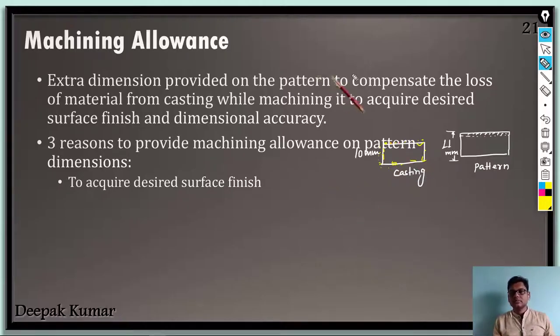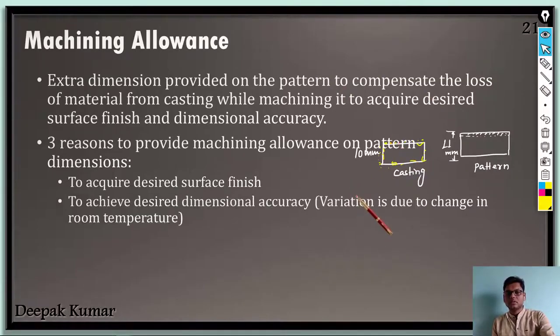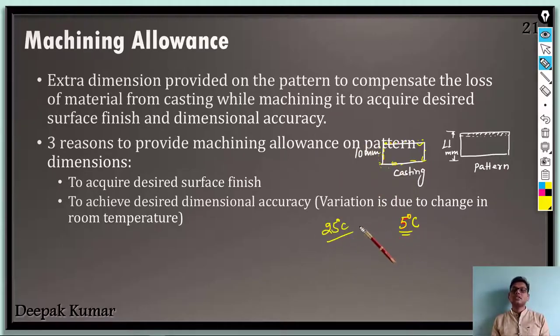The second one is to achieve the desired dimensional accuracy. When you are doing casting, there will be cooling. Right now it is a cold season, so the temperature in the room may be 5 degrees Celsius. But you have designed the pattern based on a room temperature of 25 degrees Celsius. So obviously there will be a change in the dimension.